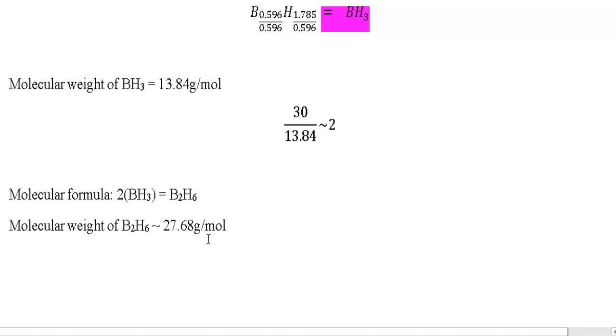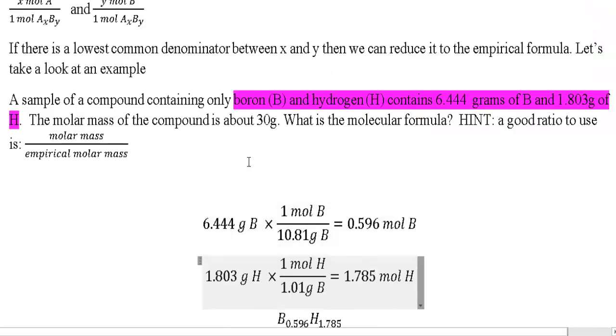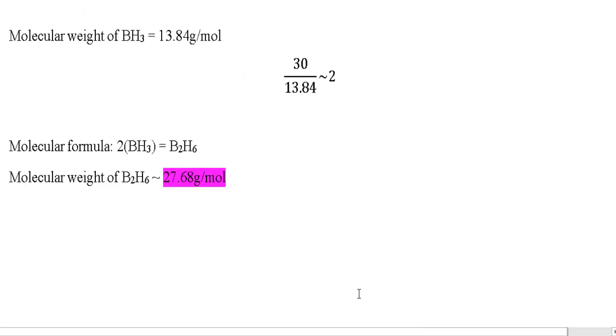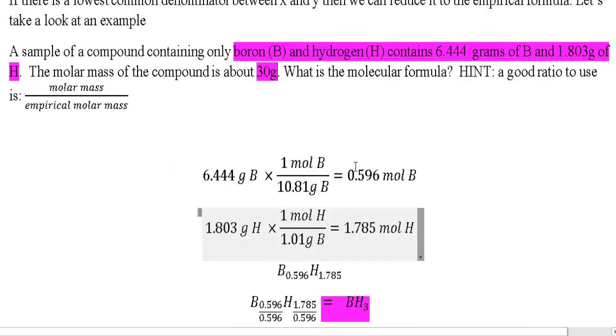The molecular weight of B2H6 is about 27 or 28 grams per mole, and the problem tells us that the molecular weight is 30 grams per mole. I think that's close enough to be considered correct. And the molecular formula is B2H6. The empirical formula is BH3. We figured out the correct formula of our unknown.